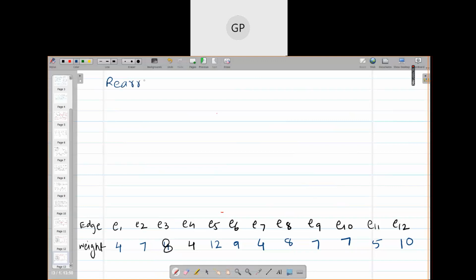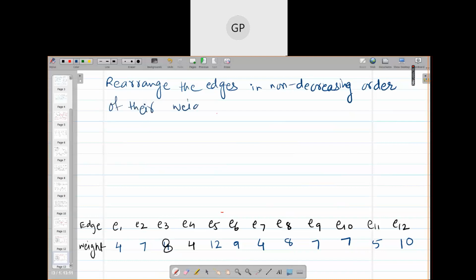Rearrange the edges in non-decreasing order of their weights. Non-decreasing order of their weights. So can you tell me the non-decreasing order of the weights?